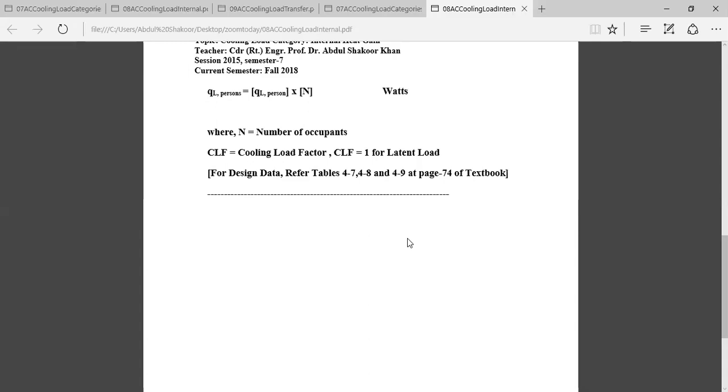Now, CLF, cooling load factor. It is 1 for latent load. Latent load is immediately released to the room, immediately goes to the air refrigeration machine. So cooling load factor is 1. But sensible heat transfer by radiation from the body, conduction, convection, and radiation takes time to reach the machine. So that time delay effect is called cooling load factor.